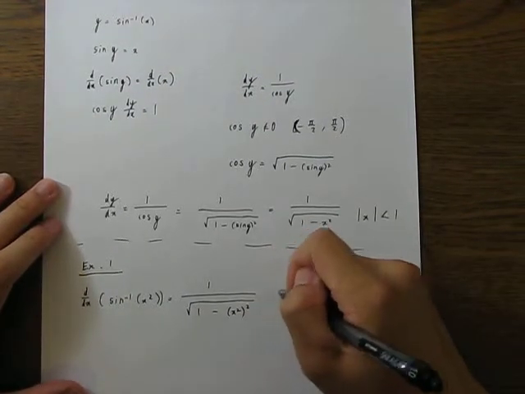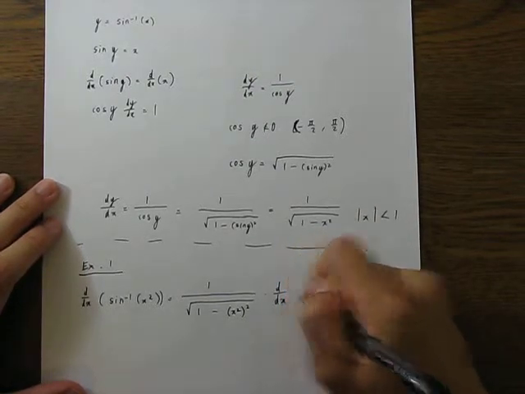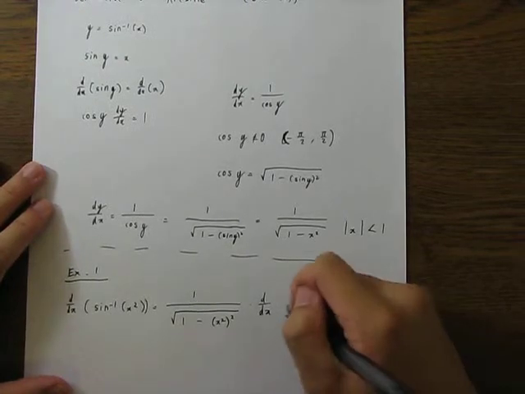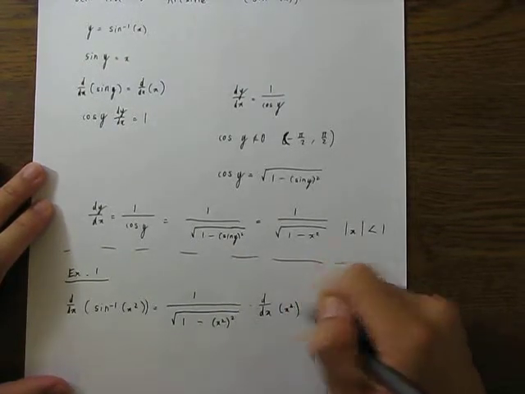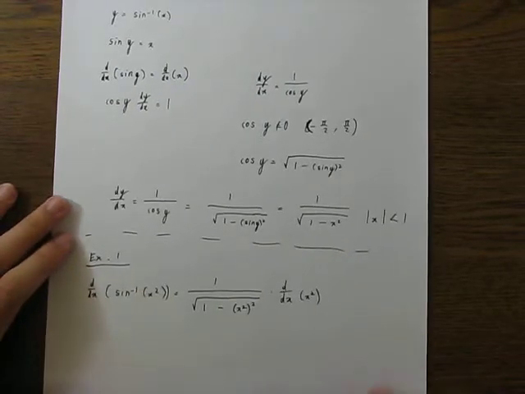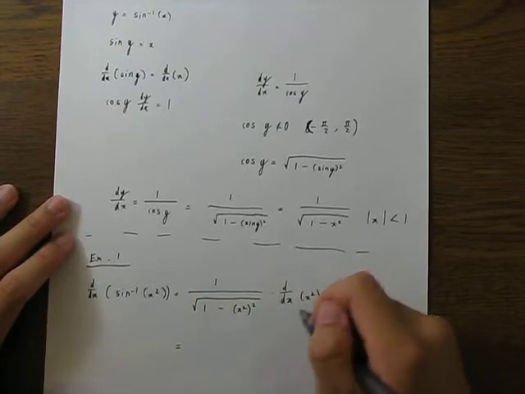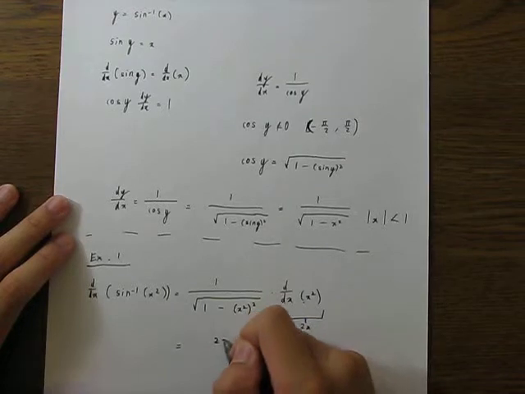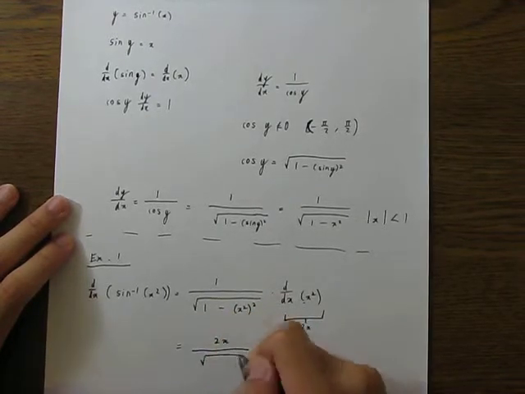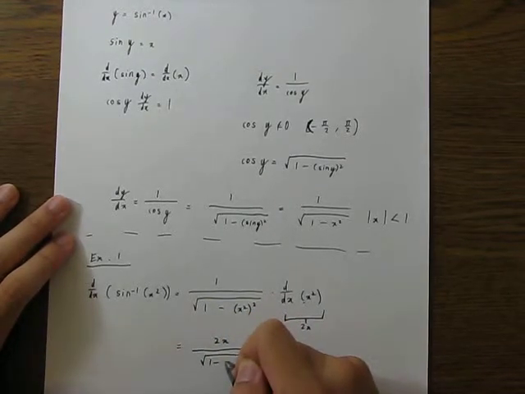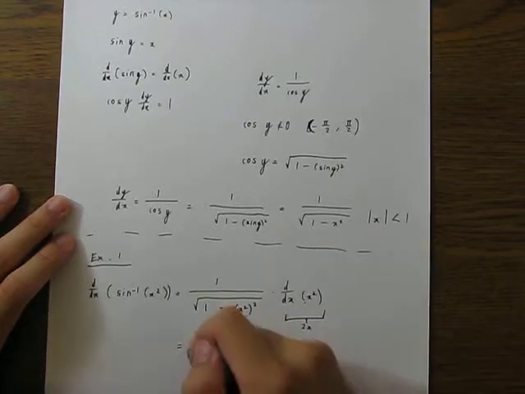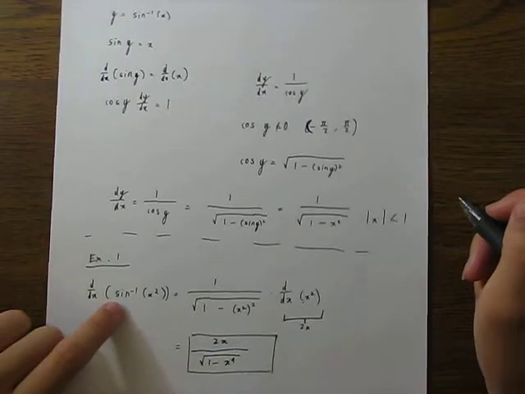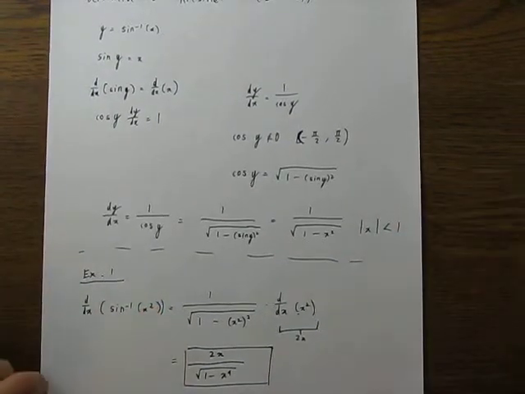You also have to multiply by the derivative, d/dx, of the inside. This is what I call your g of x. And this, of course, you just find the derivative of your inside. And so this tiny part right here is 2x. So you just move your 2x to the top. So 2x divided by the square root of 1 minus x to the 4th. And that is your derivative of arcsine of x squared. That's not too hard.